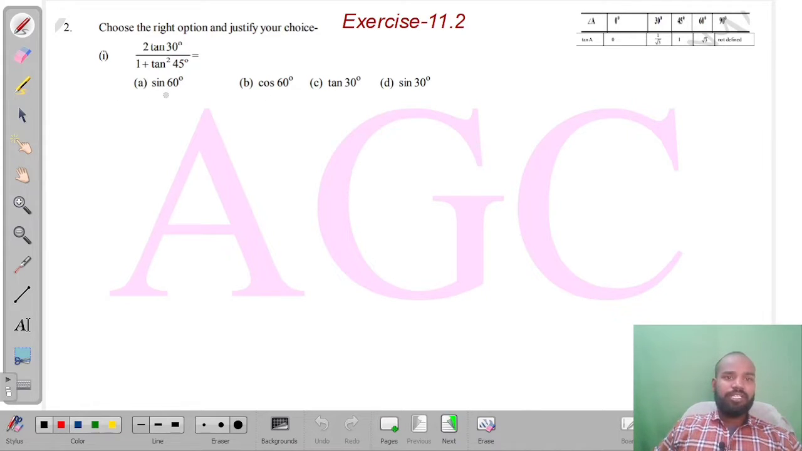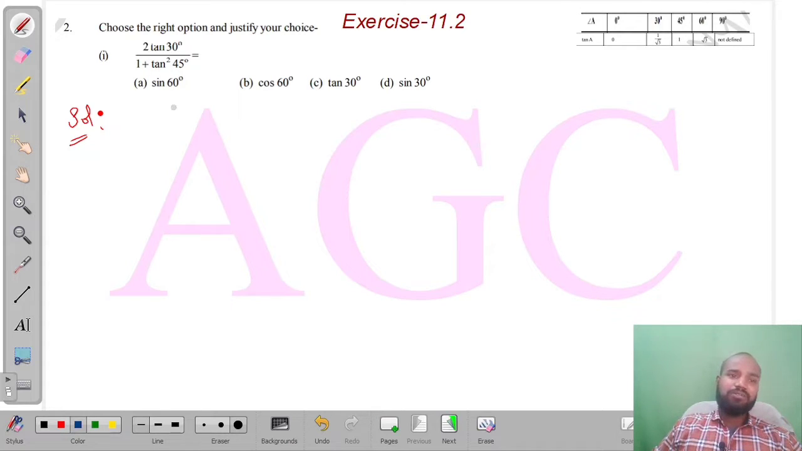Option A, sin 60 degrees; cos 60 degrees; tan 30 degrees; and sin 30 degrees. After solving this, we get one value, right? So the value is equal to what? Sin 60 or cos 60 or tan 30 or sin 30. So now let us enter into the problem. Solution for this problem: first, 2 tan 30.